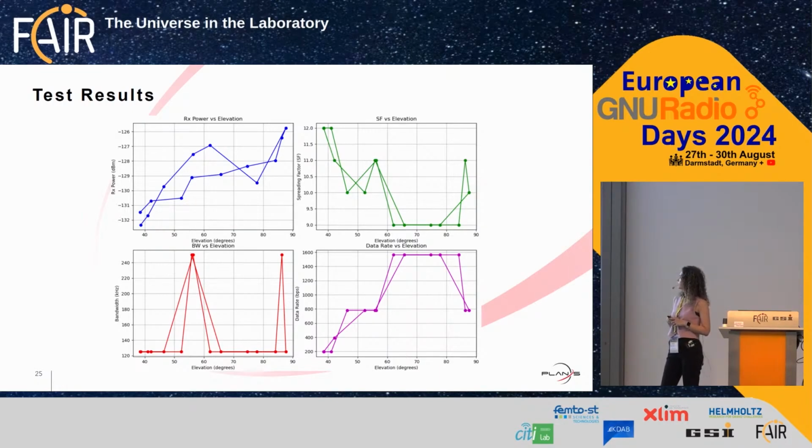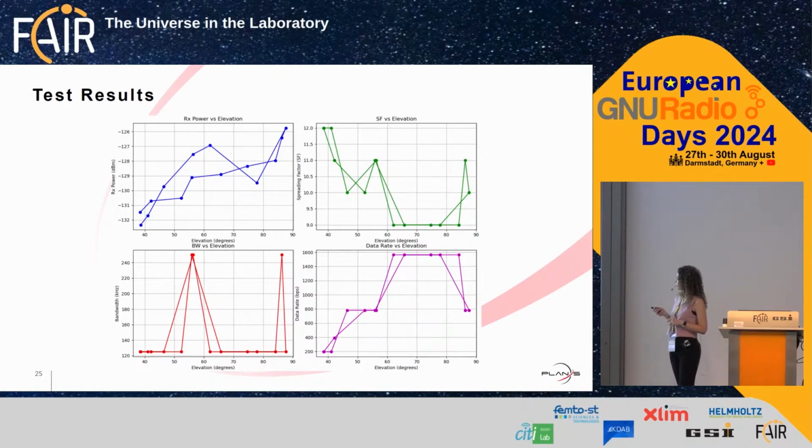And for the spreading factor, the highest spreading factor, 12, is applied for the weak channel conditions, for the worst conditions. And then between 60 and 80 degrees, as you can see, the spreading factor is low. And for the bandwidth graph, the red one, it is optimally at 125 kilohertz.